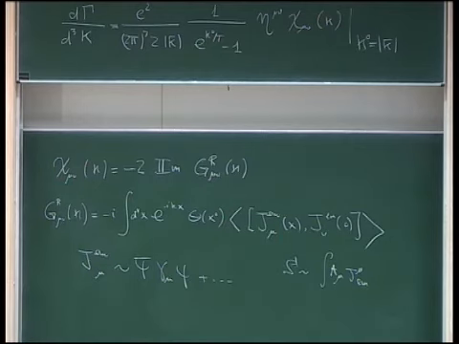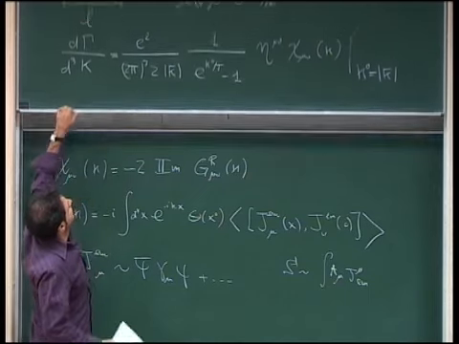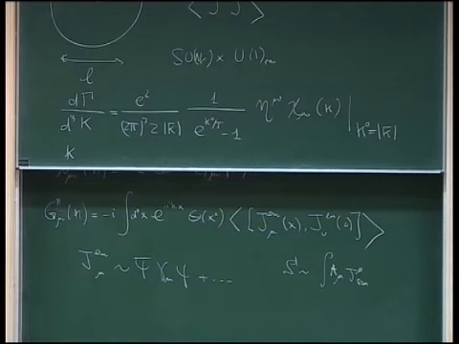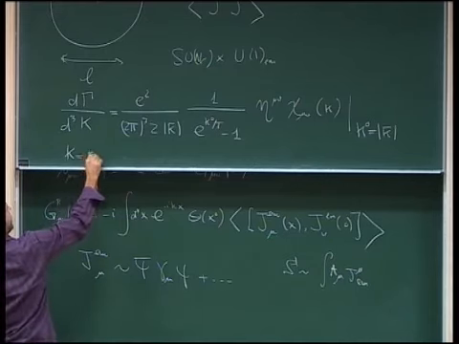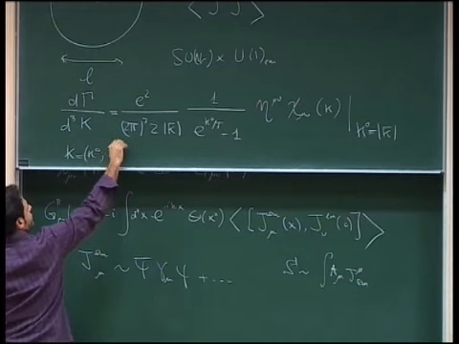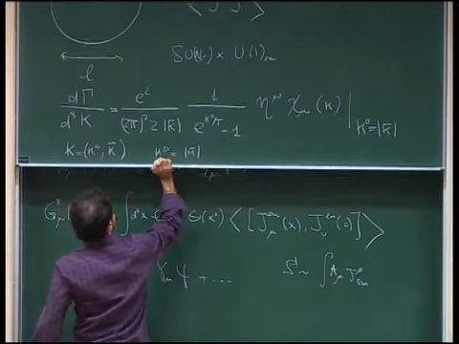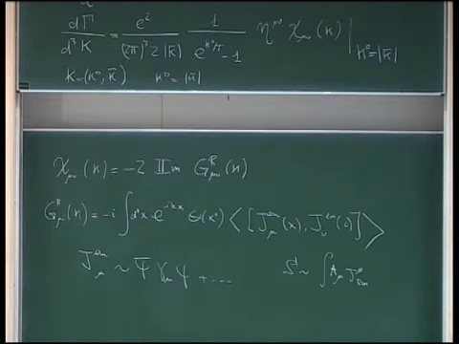Is this clear? And this k up here, remember, k is the photon momentum, which is null. So this is k^0, k vector, and k^0 is equal to the magnitude of k.